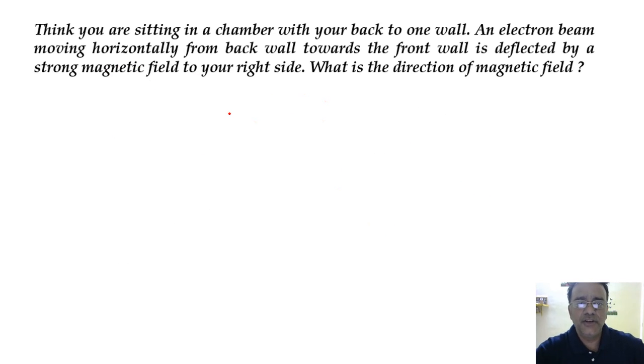Okay, think you are sitting in a chamber with your back to one wall. Now an electron beam moving horizontally from back wall towards the front wall is deflected by a strong magnetic field to your right side. What is the direction of the magnetic field? So what we will do here: the electron beam is moving from our back wall to the front wall. So the direction of current will be in the opposite direction, from front wall towards the back wall, means towards us.